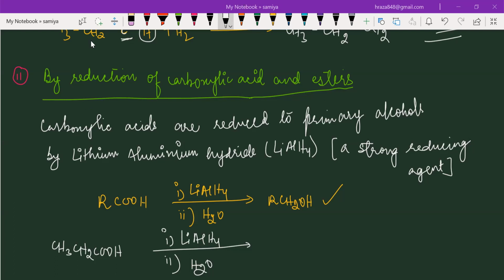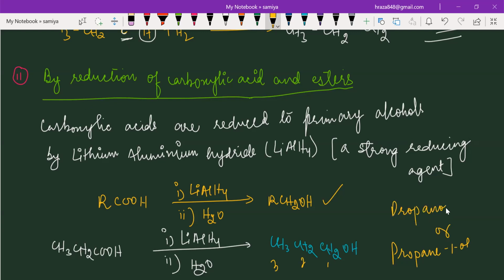Are you done with this? Are you able to solve it, Aman? Yes, sir. Okay, what is the product? Sir, CH3, CH2, CH2OH. Can you name the product, Madiha? It's one, two, three. That means prop, singly bonded, 1-ol, or we can write propanol. Is that clear?